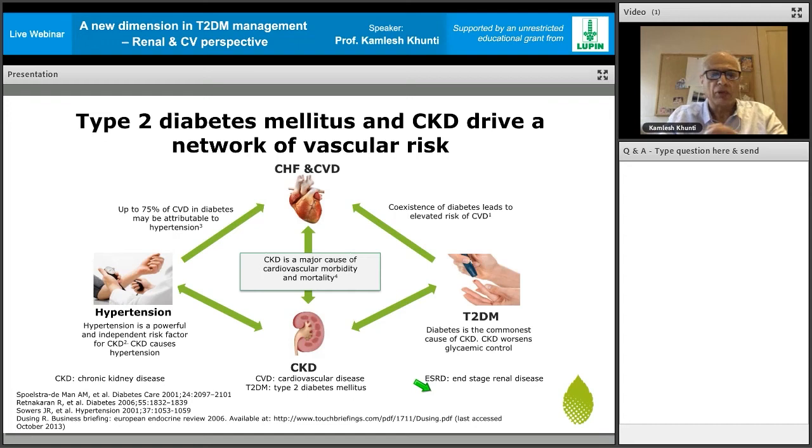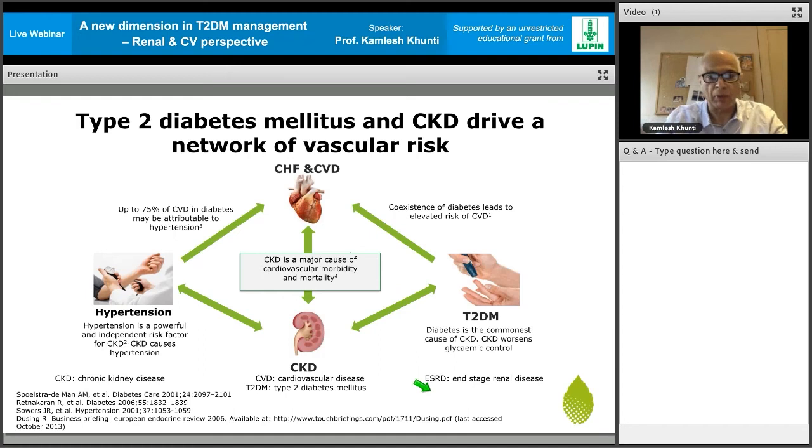Again, just going through type 2 diabetes and CKD, we have a number of vascular risk markers here. Hypertension is, as you know, a major risk factor for cardiovascular disease and CKD. 75% of cardiovascular disease in people with diabetes is attributable to hypertension. Same as hypertension leading to CKD, CKD and type 2 diabetes are also interlinked. Diabetes is the commonest cause of CKD, and we know CKD also worsens diabetes control.